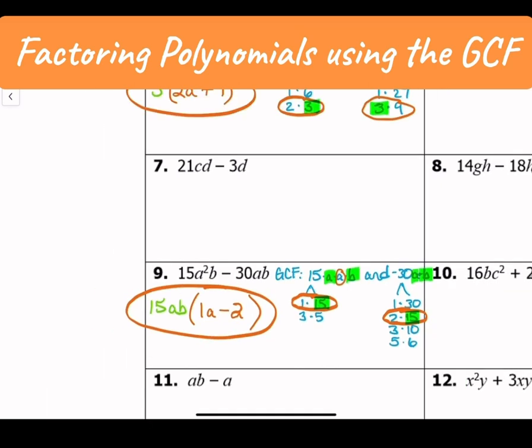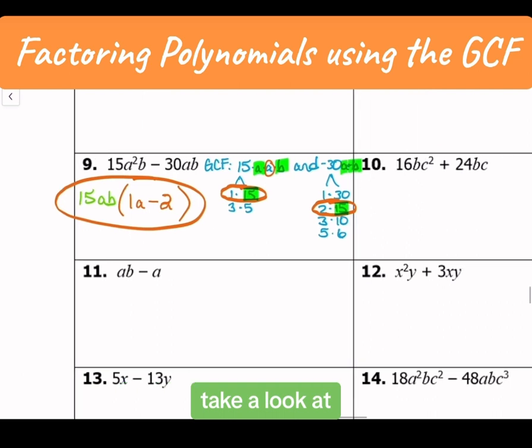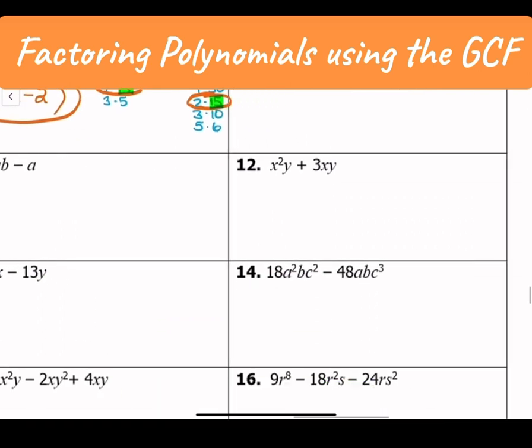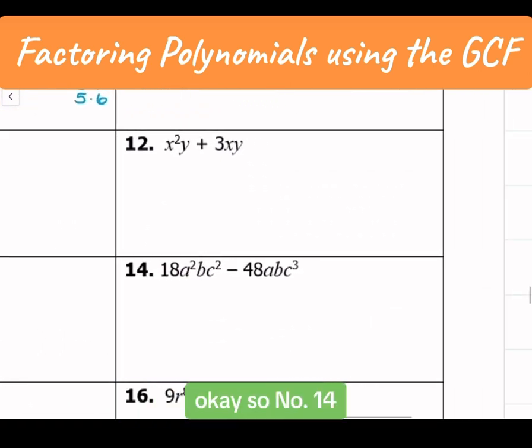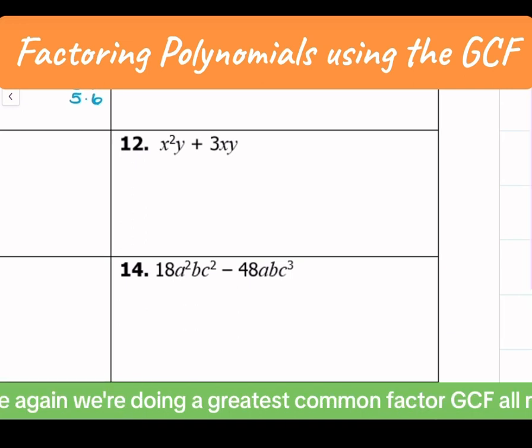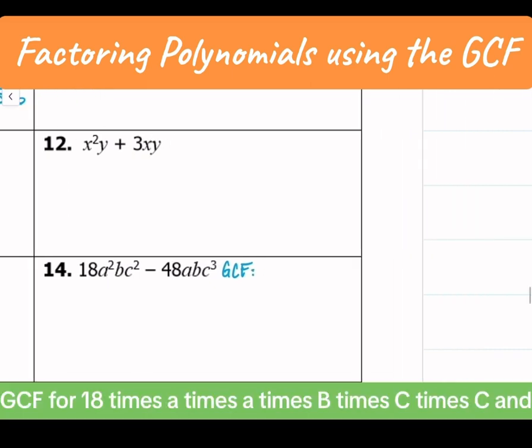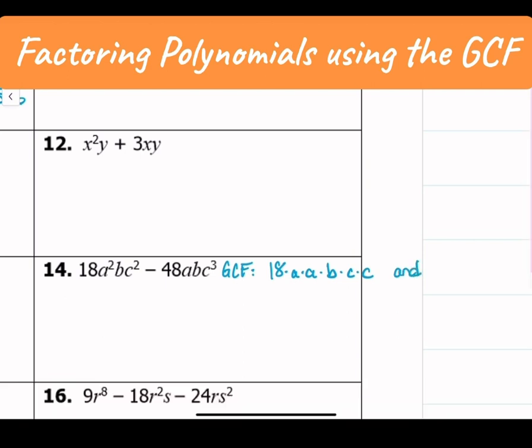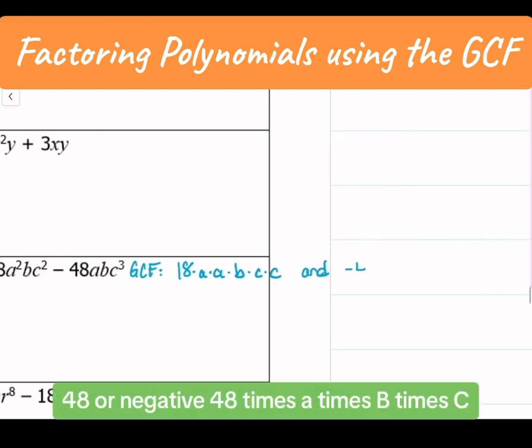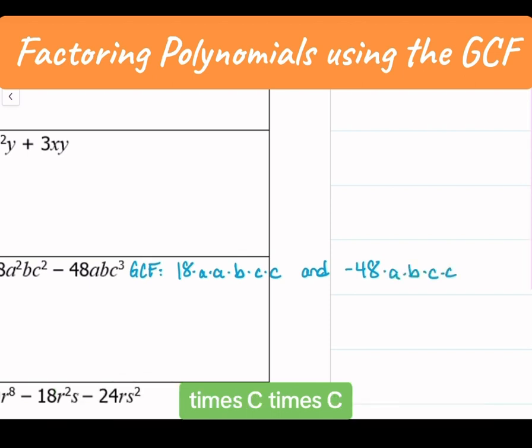All right. Let's take a look at number 14. Okay. So number 14, once again, we're doing a greatest common factor, GCF, right? A GCF for 18 times A times A times B times C and negative 48 times A times B times C times C times C.